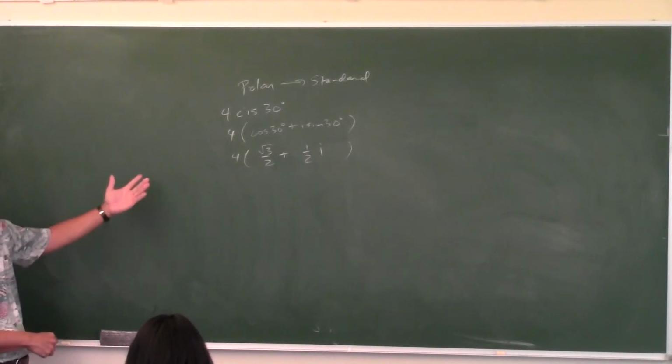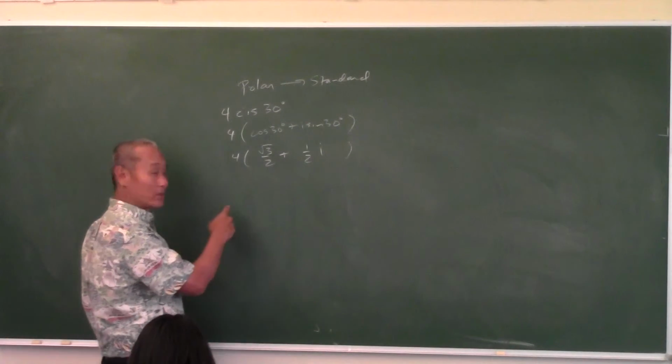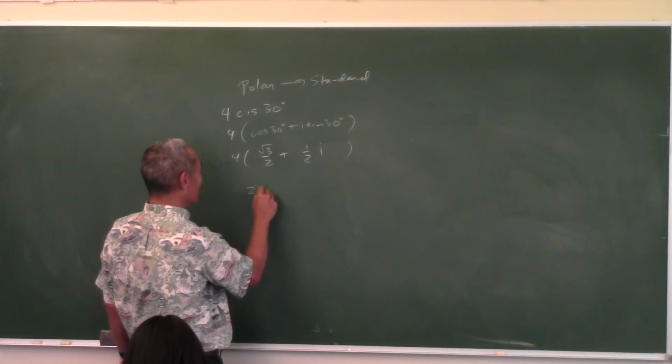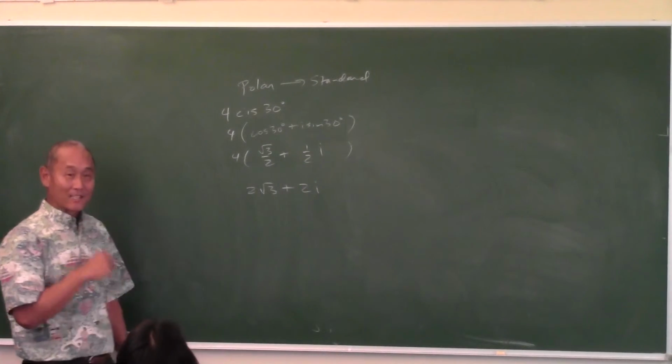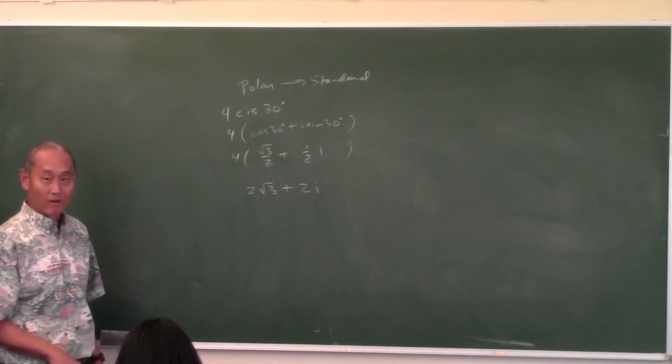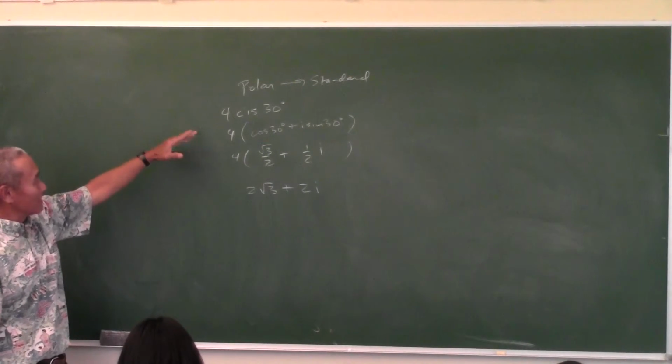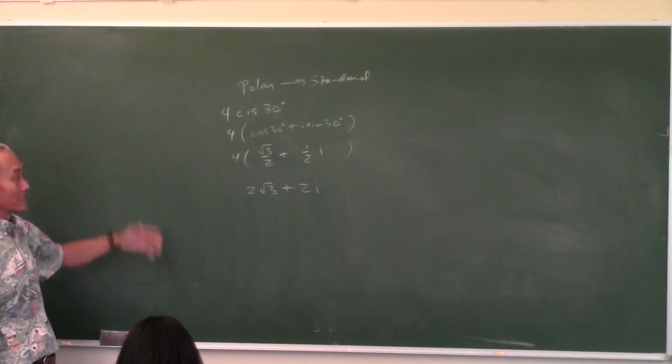And then all you have to do now is distribute the form. What happens when you distribute the form? 2√3 plus 2I. Bam! That's how you change from polar to standard form. You simply change the KISS to what it actually stands for, and it's easy.